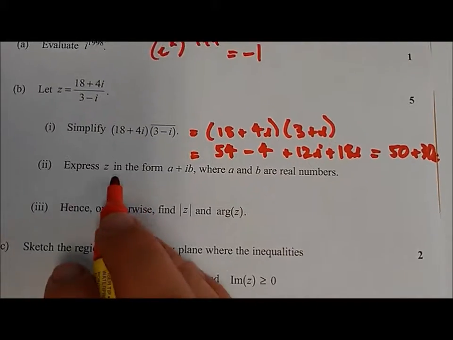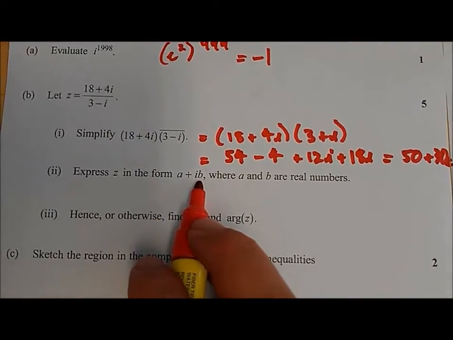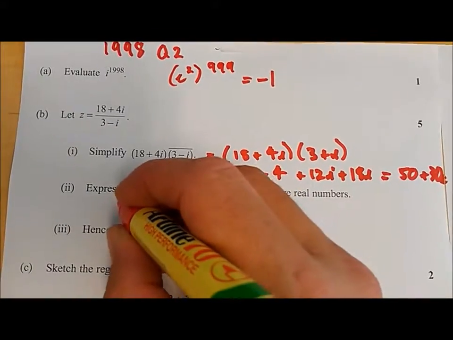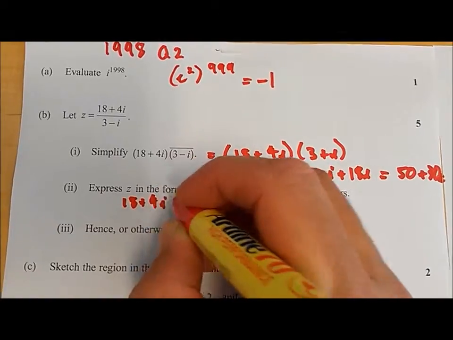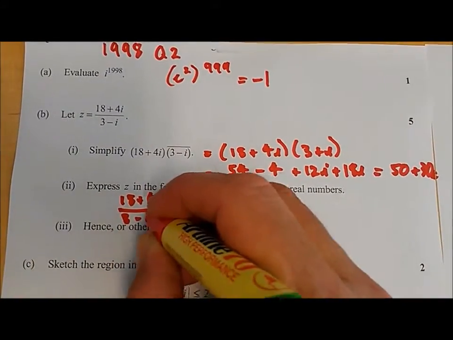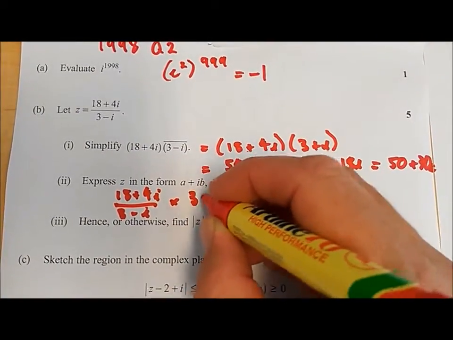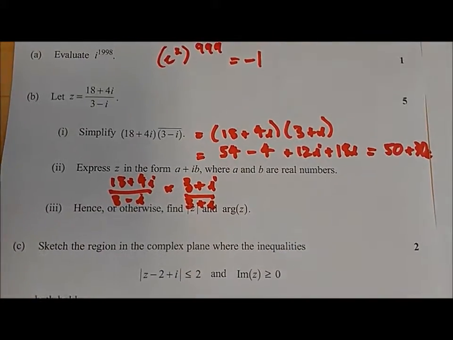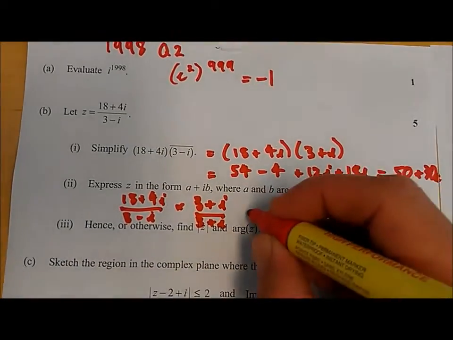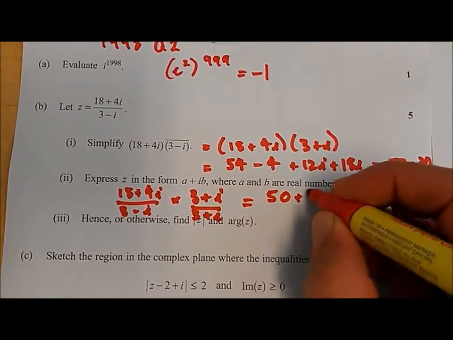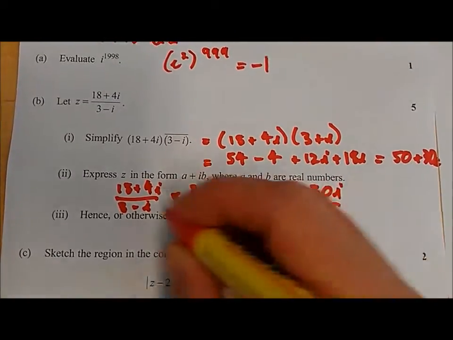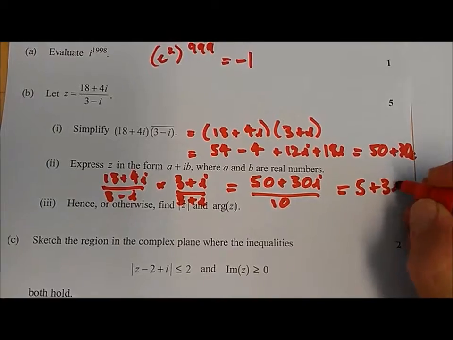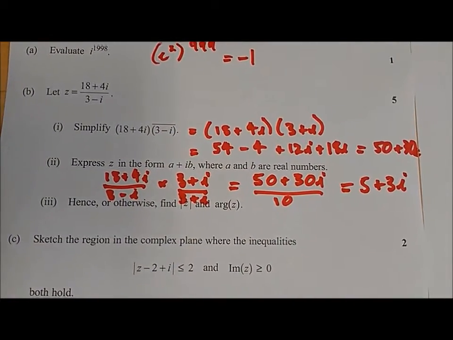That's leading into the next one where it says express z as a plus ib, so taking it from this form. And so to get z in a plus ib form, I want to take 18 plus 4i over 3 minus i, and I'm going to realise the denominator, so I want to multiply numerator and denominator by the conjugate. I've already worked out the new numerator, that's 50 plus 30i, and the denominator is going to work out to be 10. So I get 5 plus 3i in a plus ib form.